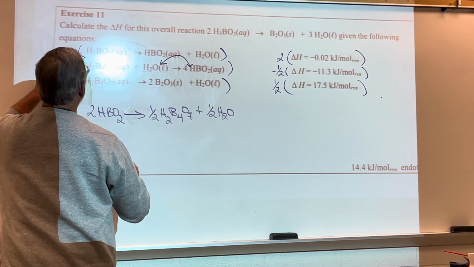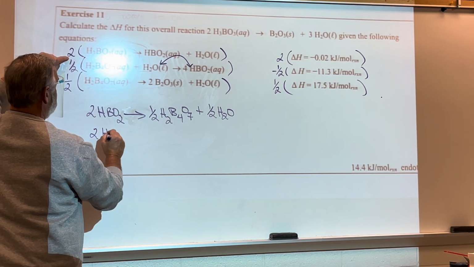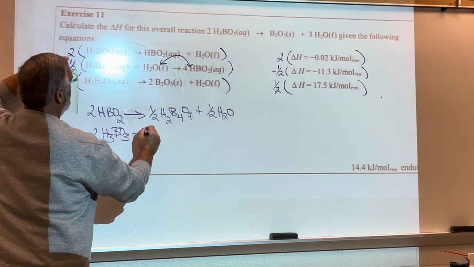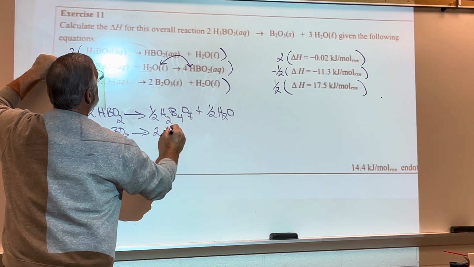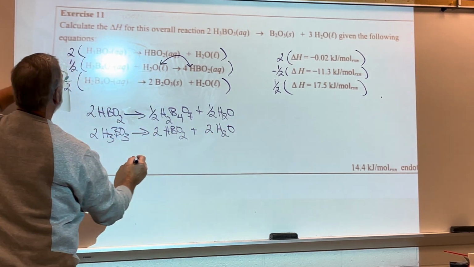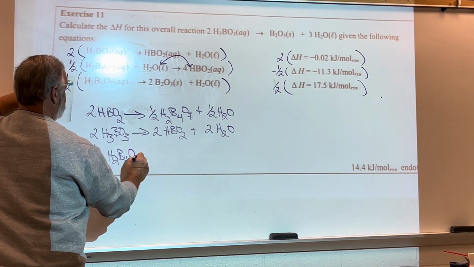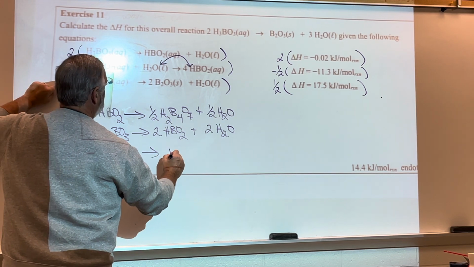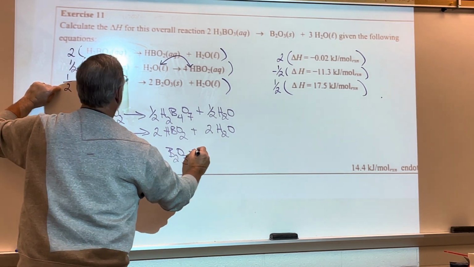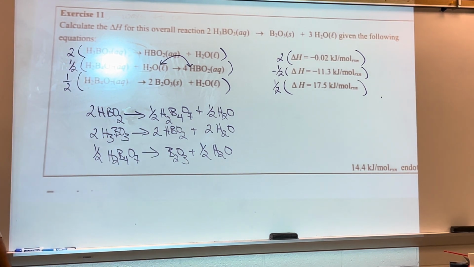So my 3 equations then are going to be this one, and then it's going to be 2 H3BO3 goes to 2 HBO2 plus 2 H2O. And then this one is going to be 1/2 H2B4O7 goes to B2O3 plus 1/2 H2O. So these are the three equations that I'm going to net out after I do all of my changes.